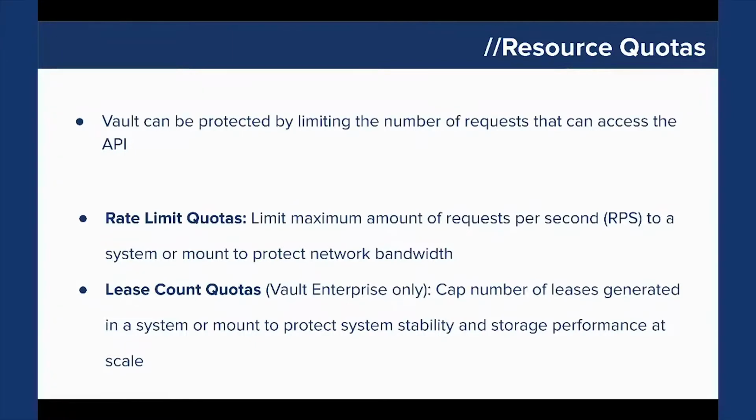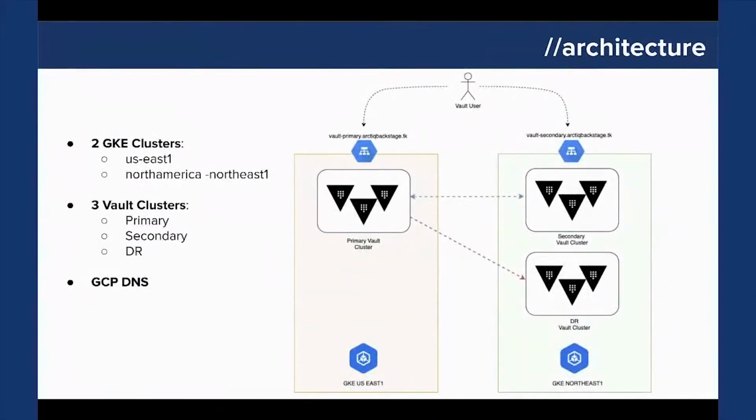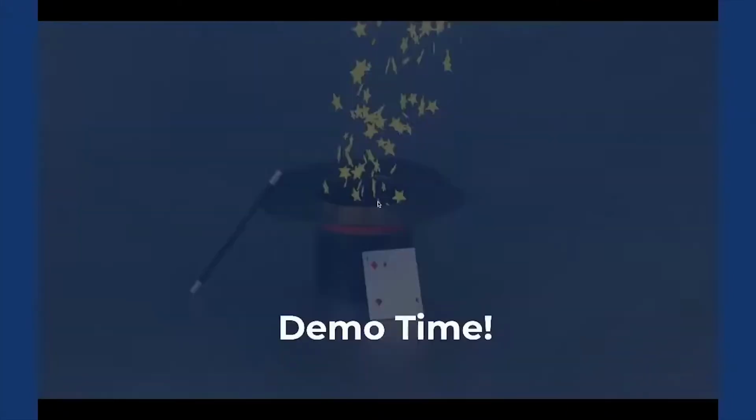Yep, absolutely. So this is the architecture of the demo. I've got two GKE clusters across two different regions. I've got one in US East 1 and one in North America Northeast. I've got the primary cluster in the US region, and the secondary cluster and the DR cluster in the Northeast region. And I utilized just the DNS services within GCP. So you can see that we've got Vault primary at Arctiq.backstage.tk, and then the Vault secondary, and the DR one has one as well. But we won't be serving user traffic from that. So that is that, and we'll get into the demo here.